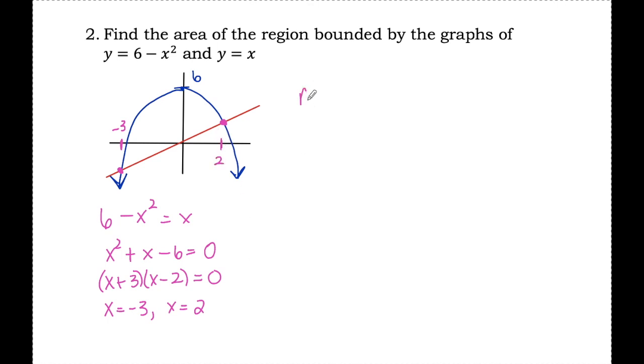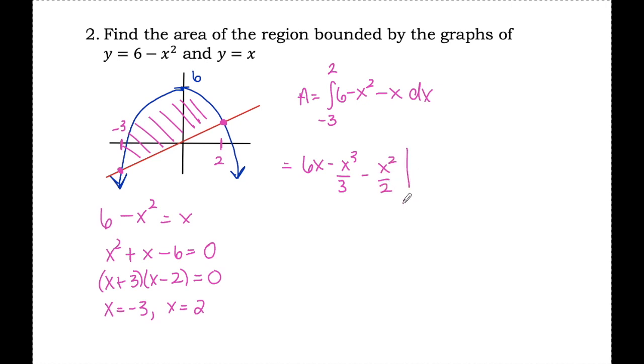When I set up my integral to find the area bounded by these two curves, I'm going to have that leftmost x value to the rightmost x value for my bounds, so -3 to +2. And I'm going to do the top curve minus the bottom curve. So 6 minus x squared minus x dx. Again, I'm going to integrate this by hand. This really isn't so bad. I get 6x minus x cubed over 3 minus x squared over 2, evaluated from -3 to +2.